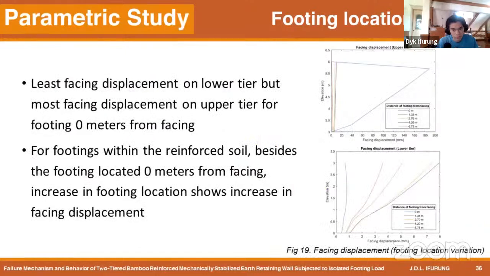The facing displacements with variation of footing location shows that a footing located 0 meters from the facing has the least displacement on the lower tier, but greatest displacement in the upper tier. Increase in footing location shows an increase in facing displacements for the footings located in the reinforced soil, besides the footing 0 meters from the facing.